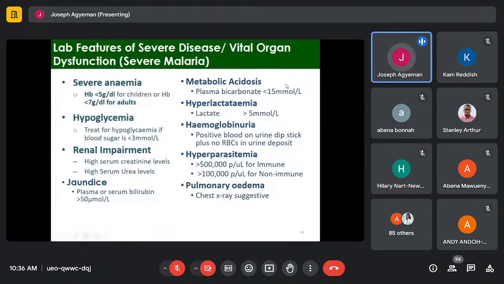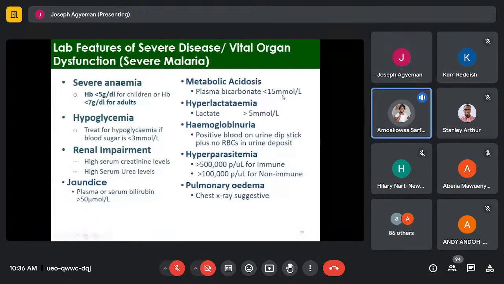As you are using your bicarbonate to fight the acidosis... Sorry, Doctor, your line was cutting. So your explanation for the metabolic acidosis, I couldn't get the total thing. So please, could you go over?